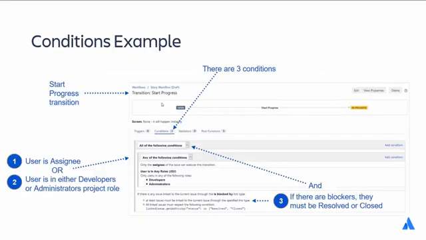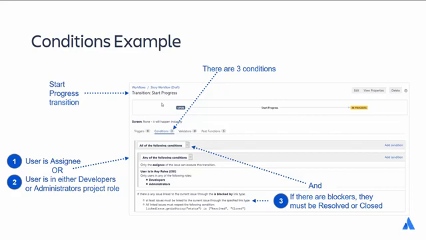Let's put this all together and look at an example of how a transition with configured conditions appears in Jira. This is the Start Progress transition. It has three configured conditions. Let's first look at the inner nested conditions. We see that any of the following conditions must be met in the inner box. That means that users must be the assignee, or the user must be in the developer's or administrator's project roles. Either of these must be true.